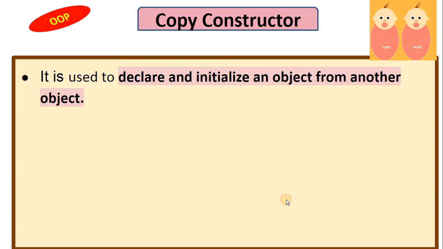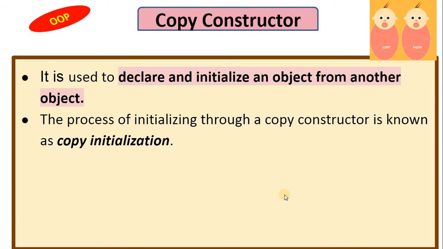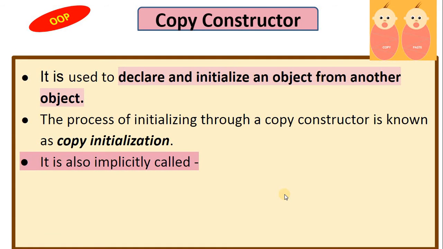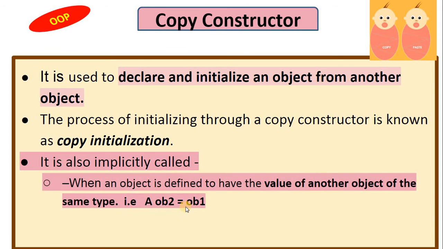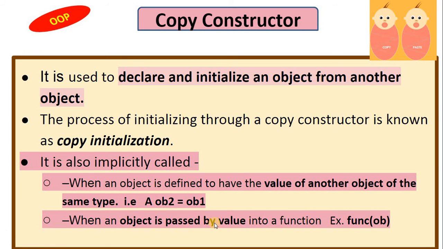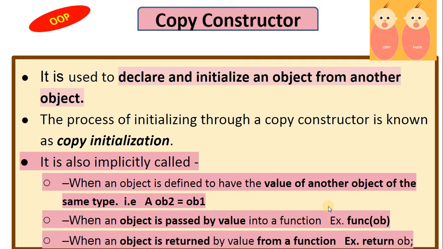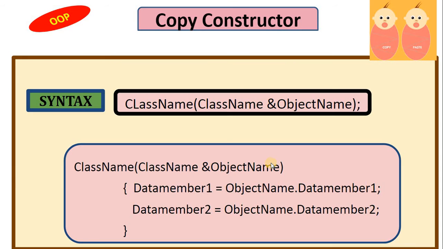Third is the copy constructor, whose purpose is copying the value of one object to another object. You declare and initialize an object from another object, and the process of initialization through a copy constructor is known as copy initialization. The copy constructor is implicitly called when you write ob2 equal to ob1, which means you want the value of one object to be copied into another object. Or when you are passing an object to a function, like example function ob, the copy constructor is called. And when you are returning an object from a function, like return ob, the copy constructor is also called.